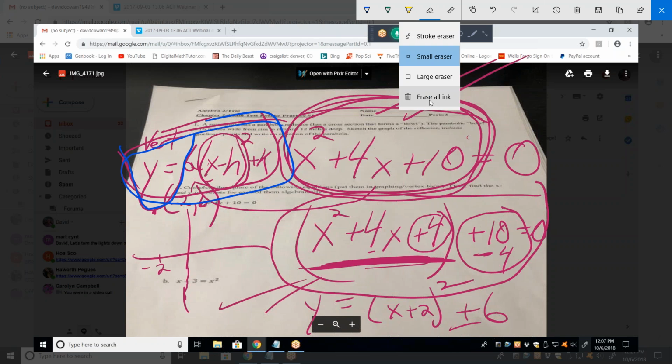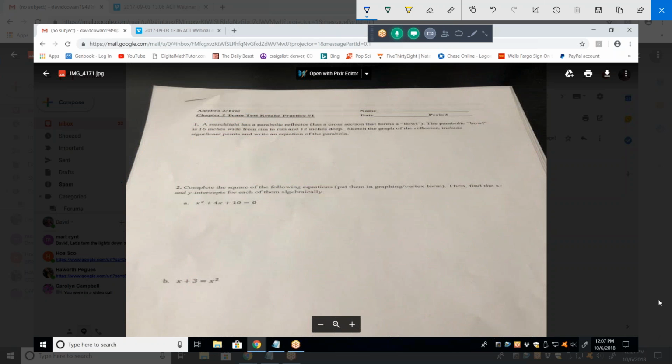Let's have a look at some of these other problems here. Okay, let's look at problem B. x plus 3 equals x squared. In other words, there would be various ways to solve this, but they're asking you to solve it by completing the square. Okay. So what's the first step?